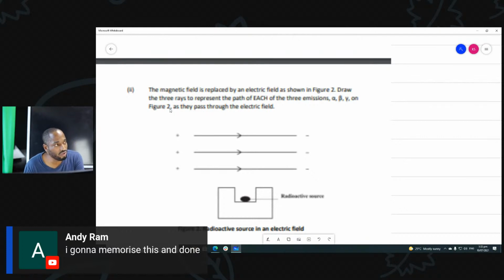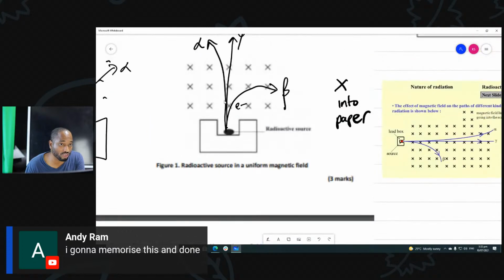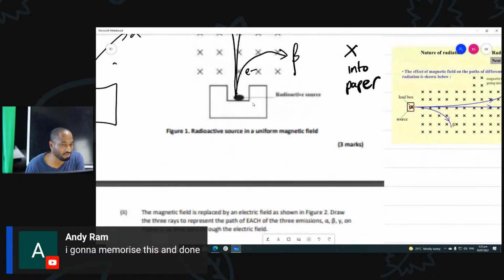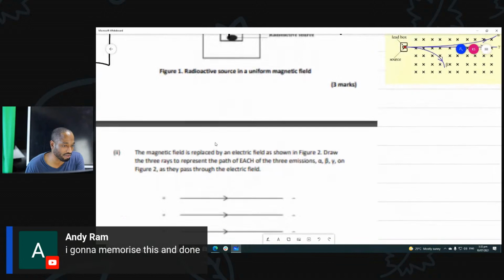Fleming's left-hand rule is used to figure out the motion. It's like a motor effect. So yes, we use it in electromagnetism, but we can use it to figure out how these particles will deflect, the movement that will be inflicted on them, in other words.